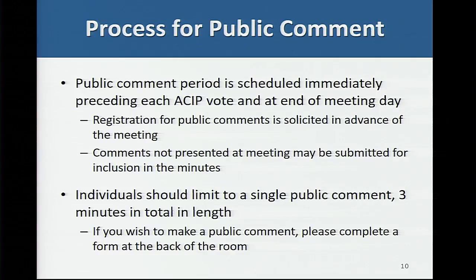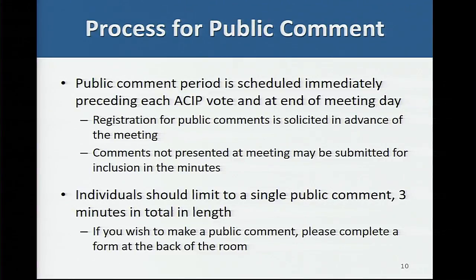Next slide. Okay, so today, topics presented at the ACIP meetings include open discussion with time reserved for public comment. The public comment period is scheduled immediately preceding each of the votes today and at the end of each meeting day. We ask that public comments prior to a vote be related specifically to the vote being taken for that vaccine, and comments not related to the vote be held until the public comment period at the end of the day. People who plan to make public comments should visit the registration table at the rear of the auditorium and complete the public comment form and leave it on the table.